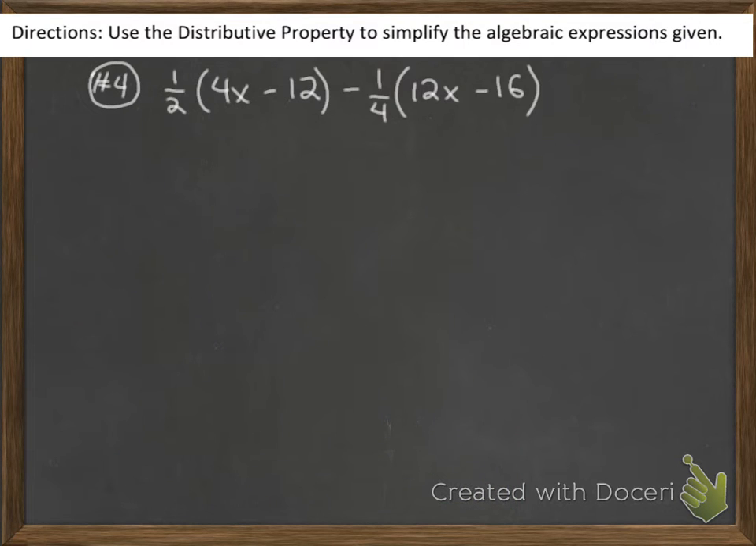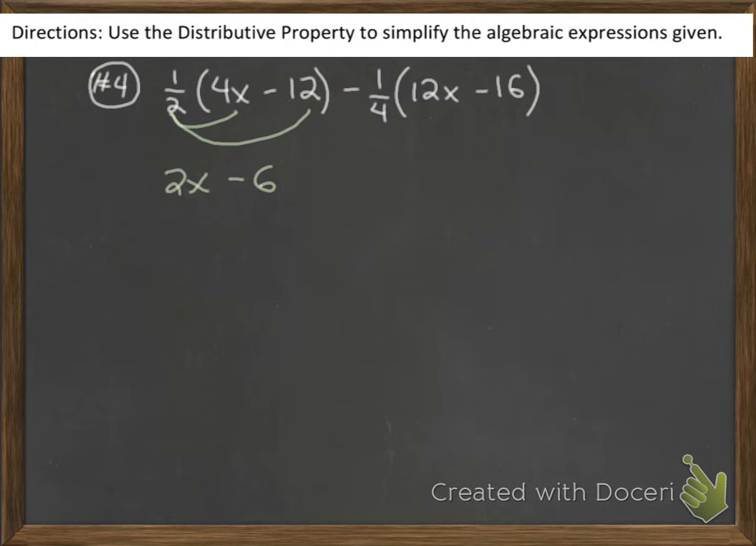All right, how about this one? This time we have 2 opportunities to apply the distributive property. So we have 1/2 times the quantity 4x minus 12. So we have 1/2 times 4x, that's 2x. And then we have 1/2 times negative 12, that's negative 6.